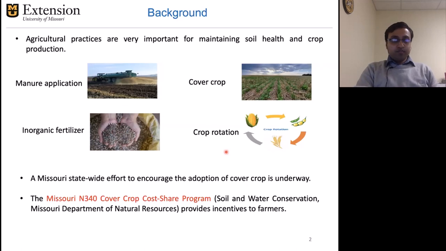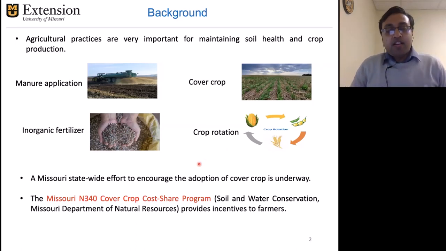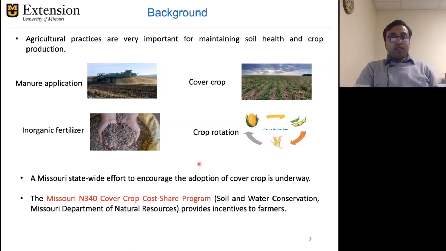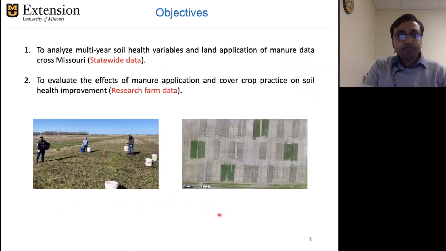crop rotation also. And in Missouri, we are trying to adopt cover crop practice, and we are lucky enough that we have a program called the cover crop cost share program, and we are giving incentives to farmers for the adoption of cover crop practice across Missouri.